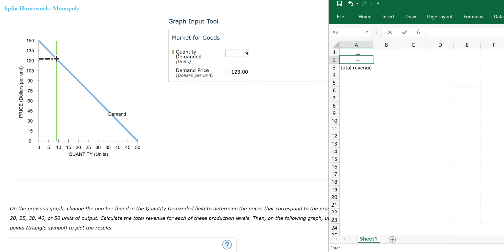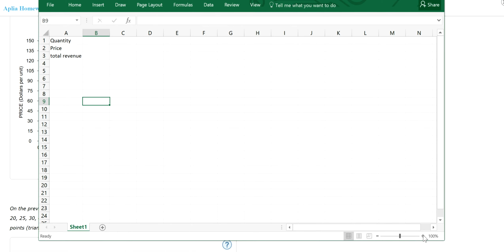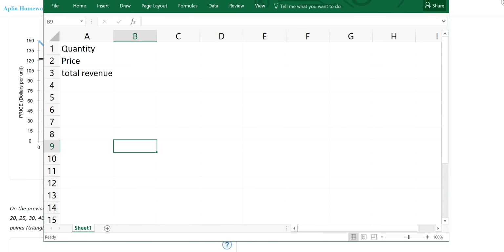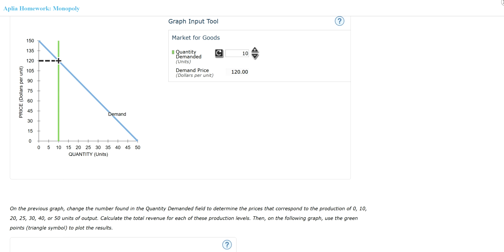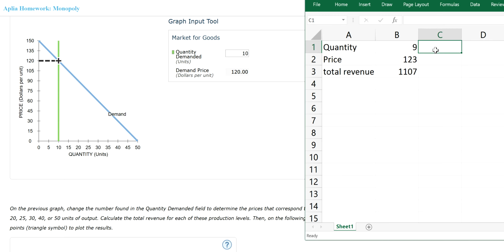Quantity, price. Okay. Make it a little bigger. All right, that's easier on the eye. Now, quantity is 9, price is 123, and then total revenue is 9 times 123, 1107. Okay. Now, when quantity is 10, price is 120. So 10, 120, and then your total revenue is going to be 1200.